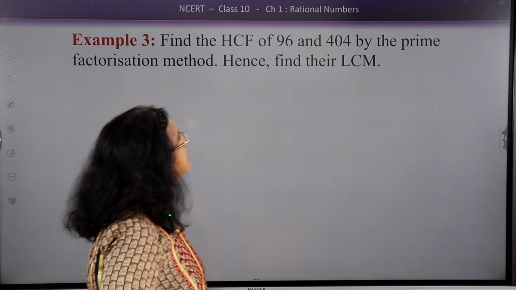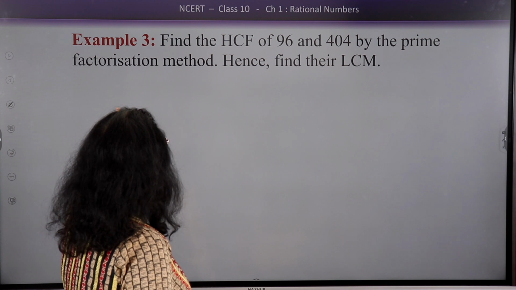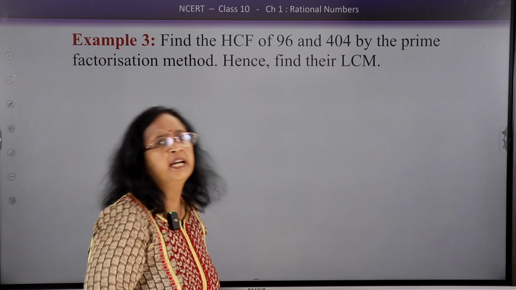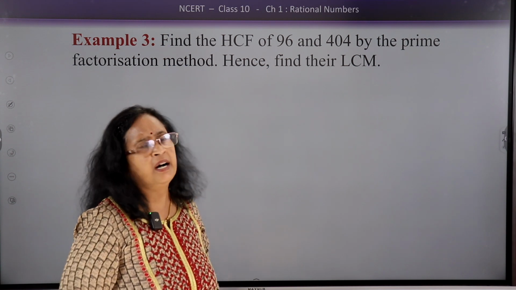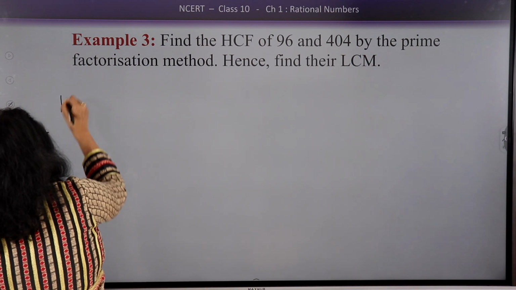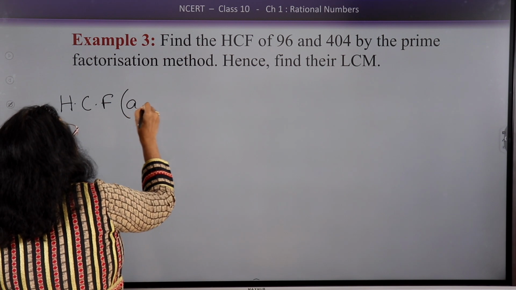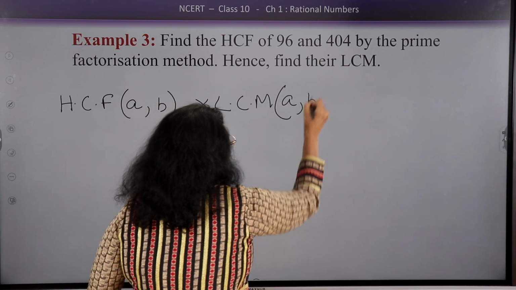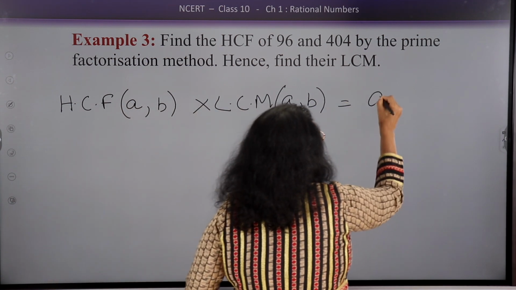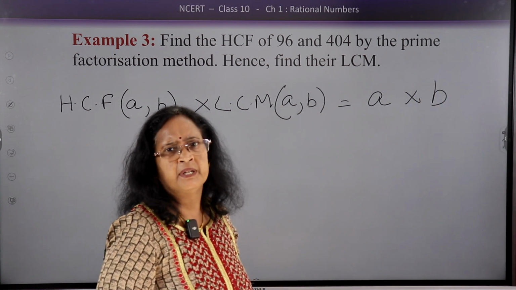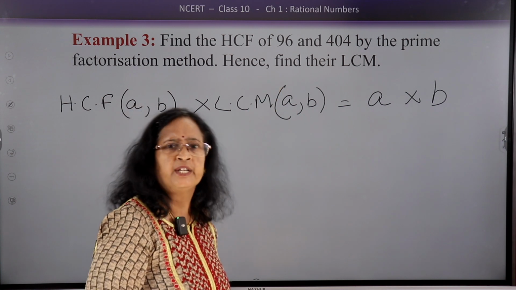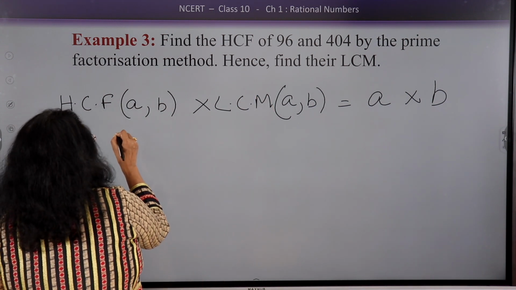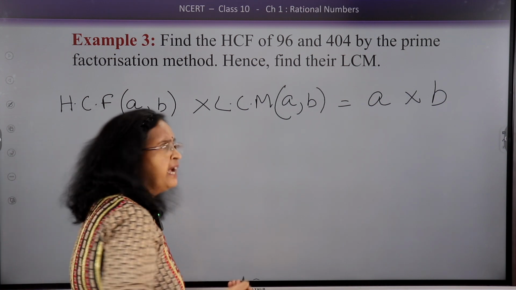Example 3. Find the HCF of 96 and 404 by prime factorization method and hence find their LCM. Now they are asking first to find the HCF and then the LCM. Alright. Now here I will give you a formula where the formula says HCF of two positive numbers A and B, into LCM of two positive numbers A and B, is always the product of the two numbers. This is a simple formula which we use for this kind of questions. All right. Now, here 96 and 404 are the numbers. Let us first find the HCF and then we'll put in the formula to find the LCM.